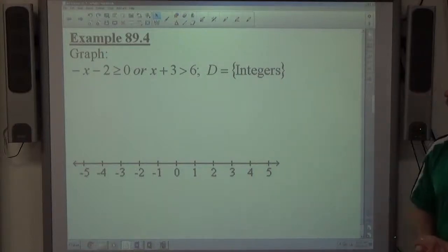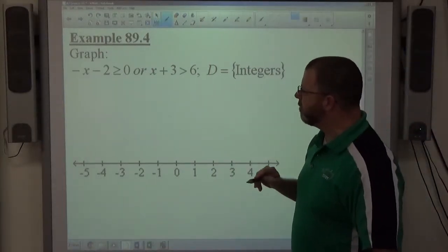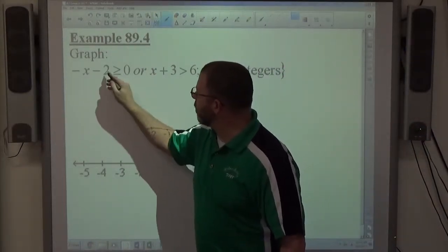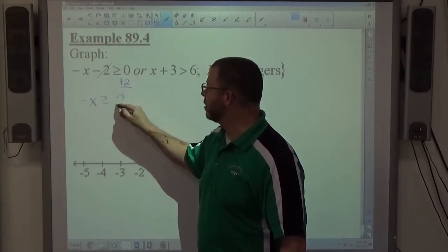Example 4. I'll graph negative x minus 2 greater than or equal to 0 or x plus 3 is greater than 6. Domain set of integers. We'll worry about the domain when we get to graphing. Both of these have to be solved before I can work them out. So plus 2. So negative x is greater than or equal to positive 2.